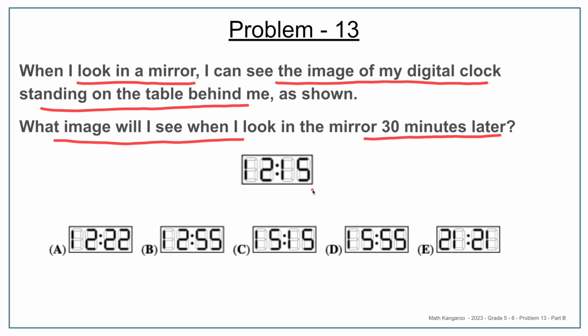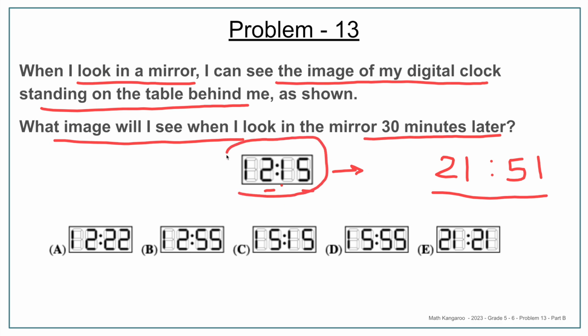So if we observe, 12:15 is the mirror image of 21:51. The 2 represents as 5 and 1. So this is the actual time, and this is the mirror image we can see.